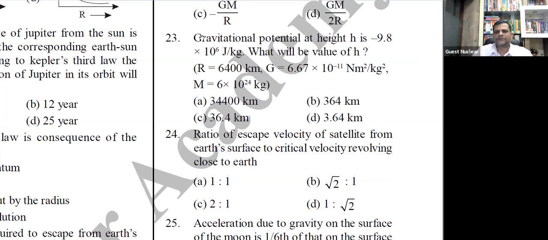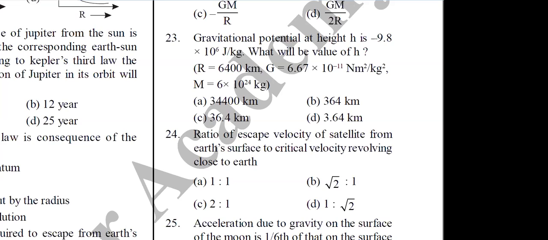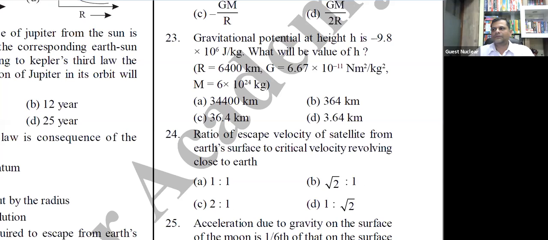चलो ठीक है, so next one is 23 question. Gravitational potential at a height h is minus 9.8 into 10 raised to 6 joule per kilogram, correct है? Then what will be the value of h? Okay, so देखो next step है gravitational potential at a height.